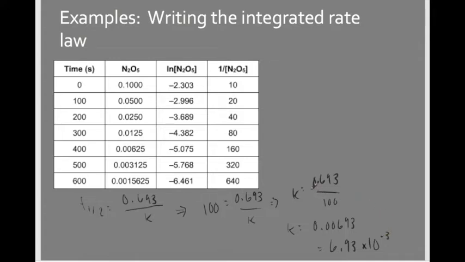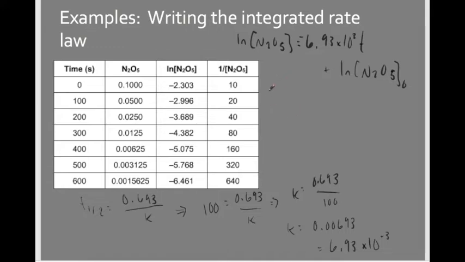All right, so now I could write a rate law. I could say that the natural log of the concentration of N2O5 is equal to negative 6.93 times 10 to the negative 3 times time plus the natural log of N2O5 at the beginning. Remember that for first order and 0th order, your slope is always negative K. And now I could do this reaction a million times, and I could use this to predict at what time the concentration will be a certain value, etc.